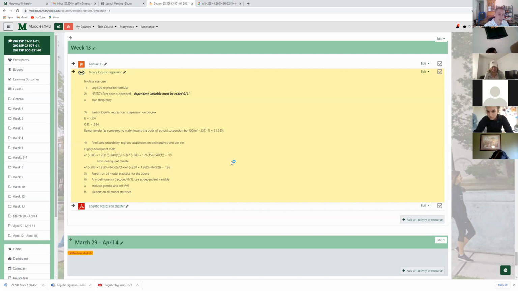So that's pretty much saying that a male who is that delinquent, given the effect of delinquency and gender on the odds of suspension, has pretty much a 99% probability, or 0.99, that at some point in their youth they will be suspended from school. Okay, and so that's a very, very high probability.